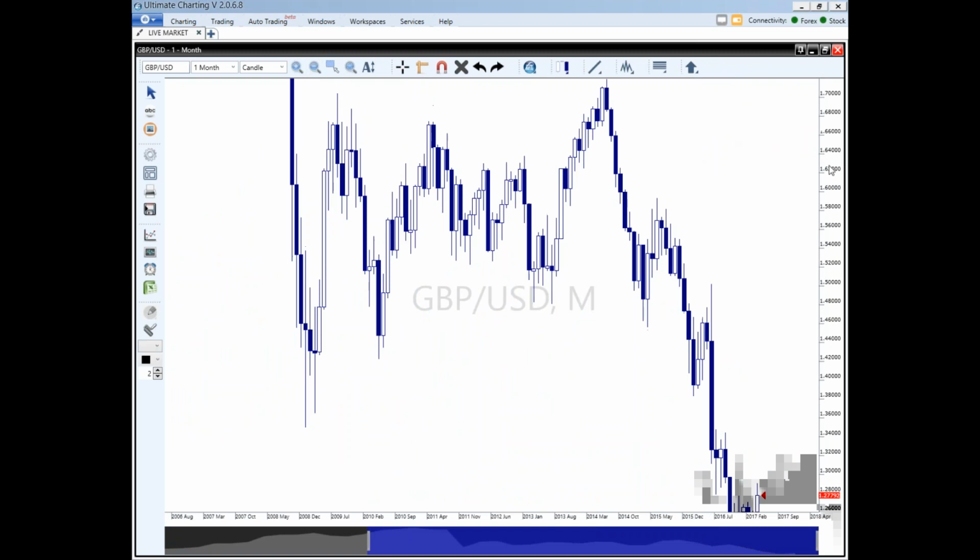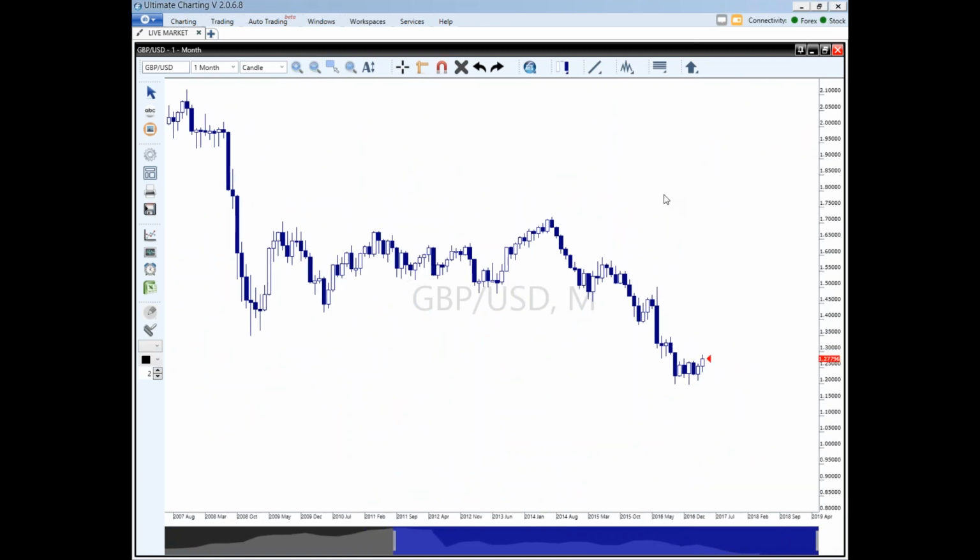Okay, so Pound Dollar, last but not least, GBP/USD.